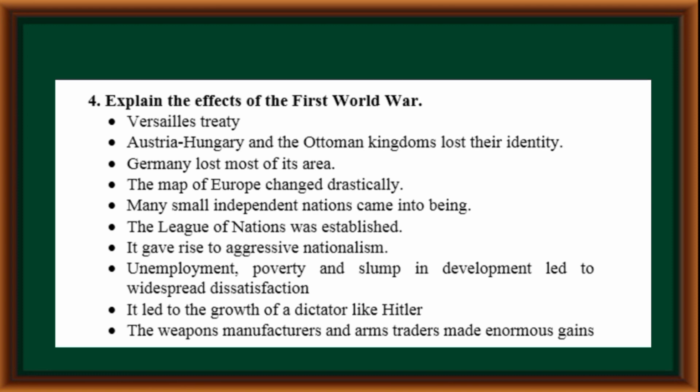Explain the effects of the First World War. Versailles Treaty, Austria-Hungary and the Ottoman kingdoms lost their identity. Germany lost most of its area. The map of Europe changed drastically. Many small independent nations came into being. The League of Nations was established. It gave rise to aggressive nationalism. Unemployment, poverty, and slump in development led to widespread dissatisfaction. It led to the growth of a dictator like Hitler. The weapons manufacturers and arms traders made enormous gains.